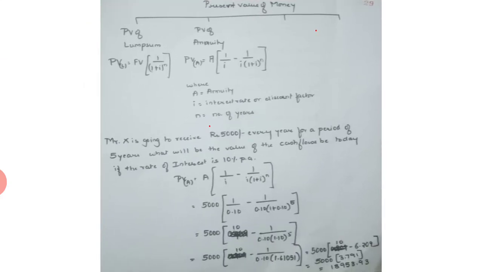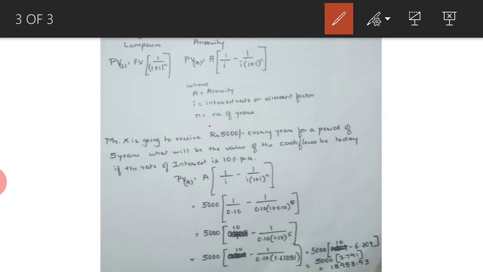Now let's come to a simple problem to understand the concept of present value of annuity. Mr. X is going to receive 5,000 rupees every year for a period of 5 years. Very important, he is going to receive 5,000 rupees every year. What would be the value of this cash flow today if the rate of interest is 10%?